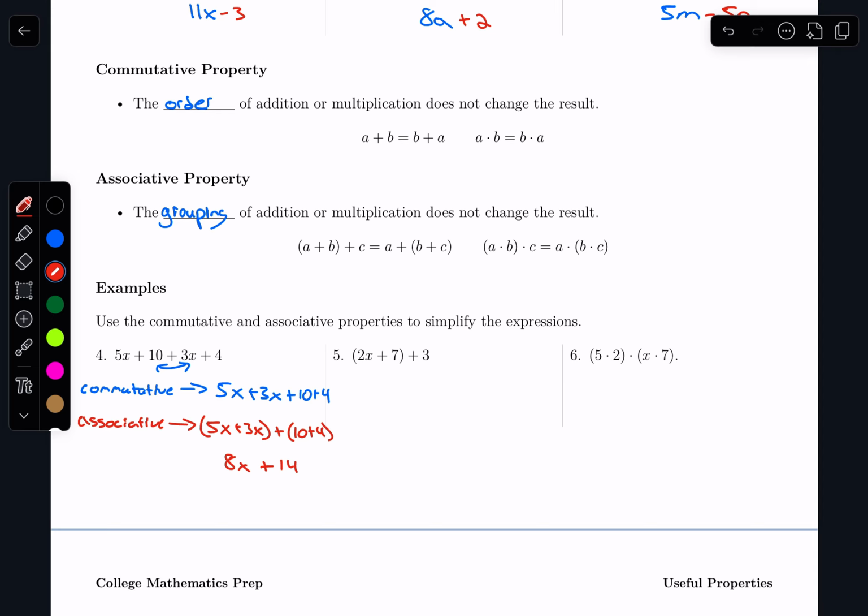In general, you can't just change the order of everything willy-nilly. But when you have all addition like this, or if you had all multiplication, you're allowed to change the order and you're allowed to regroup to add or multiply things in different orders.